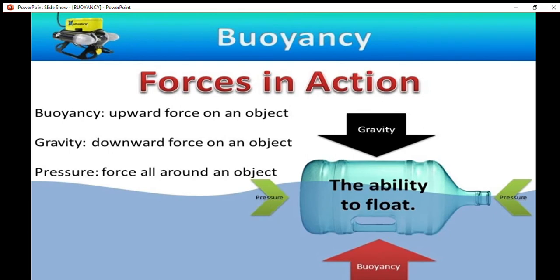Now let's see what are the forces in action during buoyancy. The first one is buoyant force, that is the upward force on an object. And the next one is gravitational force, the downward force on an object. And there is pressure from all sides around the object.